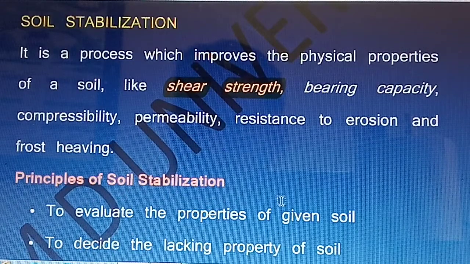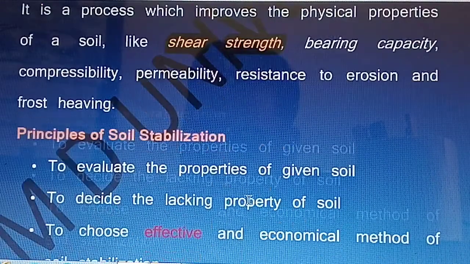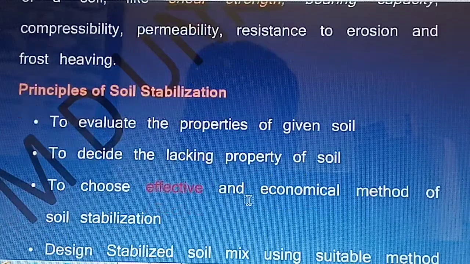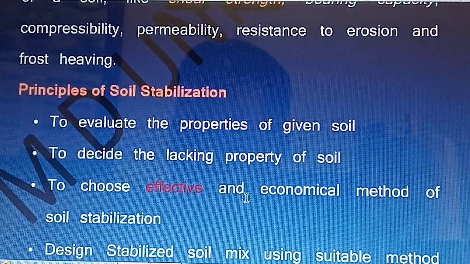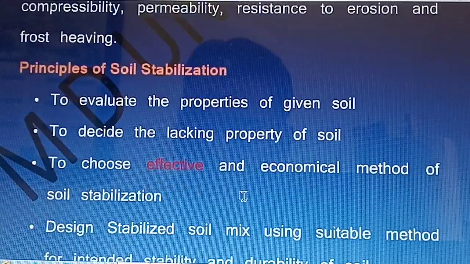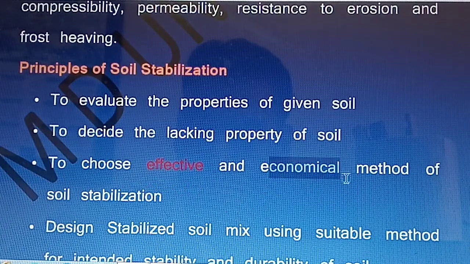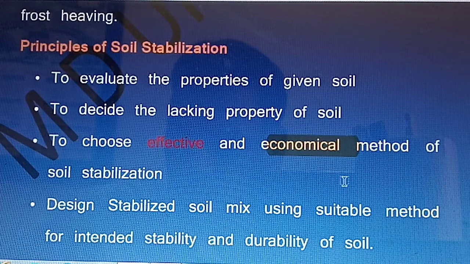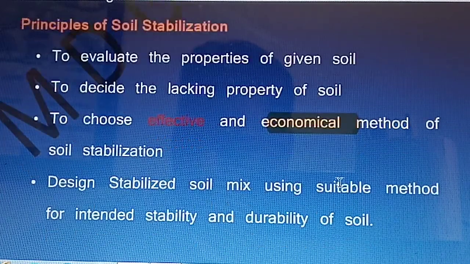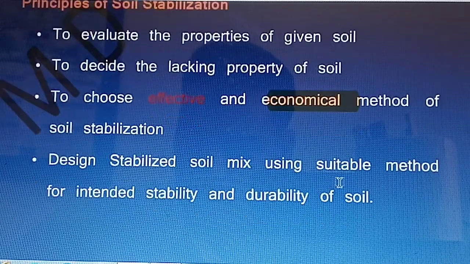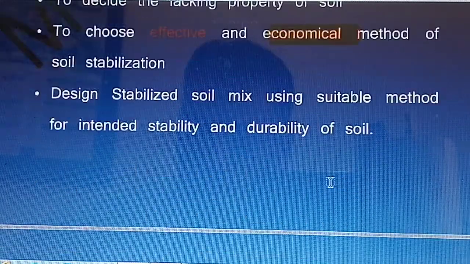Next, what is the principle of stabilization? The principle of stabilization, first of all, is to determine the properties of soil and then check which properties are lacking, and ultimately to improve these properties by an effective and economical method. And then, by using an appropriate method of soil stabilization, design the stabilized mix for required stability and durability of soil.